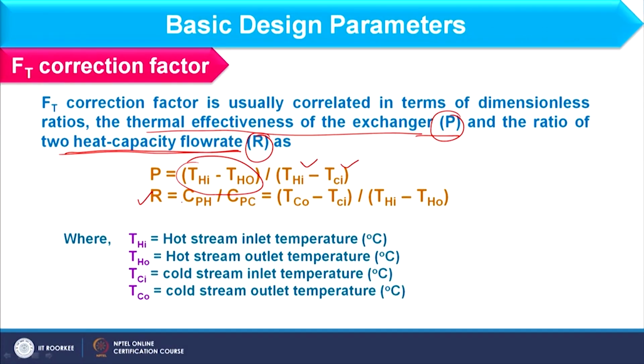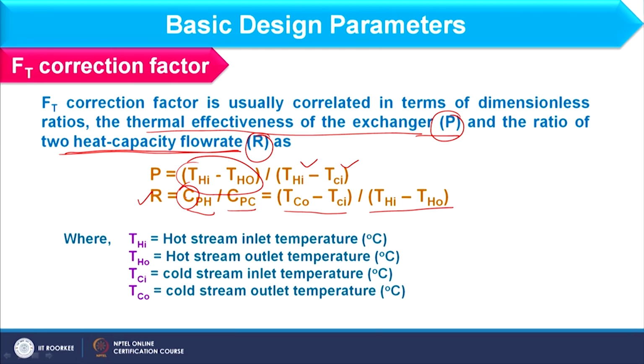Because in that case the driving force will be close to THI minus TCI. Further, the heat capacity flow rate ratio, that is R, is CPH by CPC, that is, TCO minus TCI by THI minus THO. This capital CP is not a small c; capital CP is the heat capacity flow rate, which is the multiplication of m into specific heat, of the hot fluid as well as of the cold fluid.